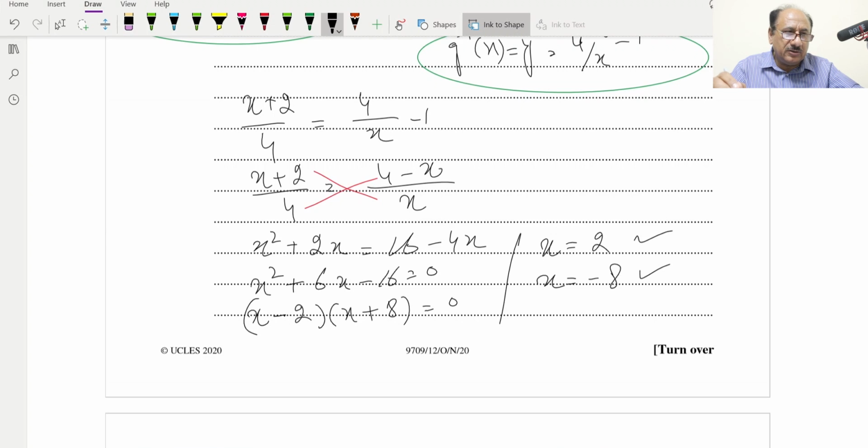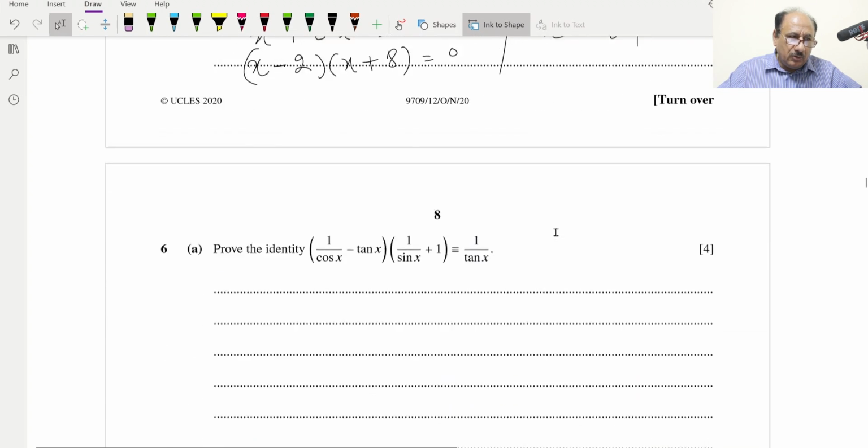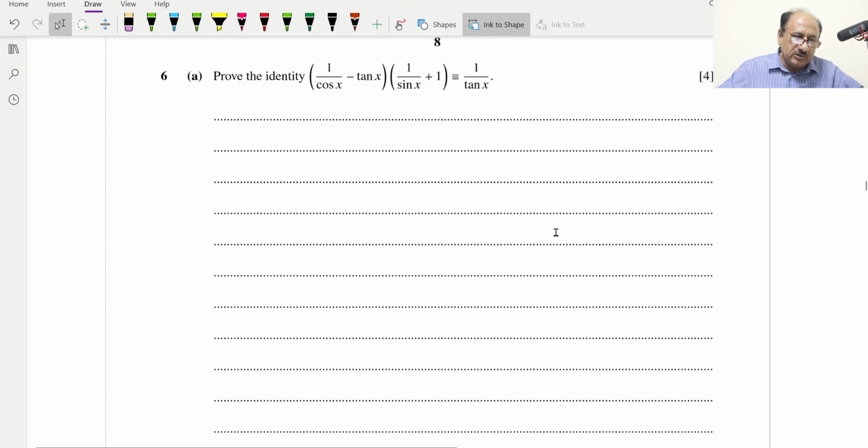These will basically be the two values which we were supposed to find. Now we can move to the next question, which is question number 6. Trigonometric functions. This is the given identity which we have to prove.